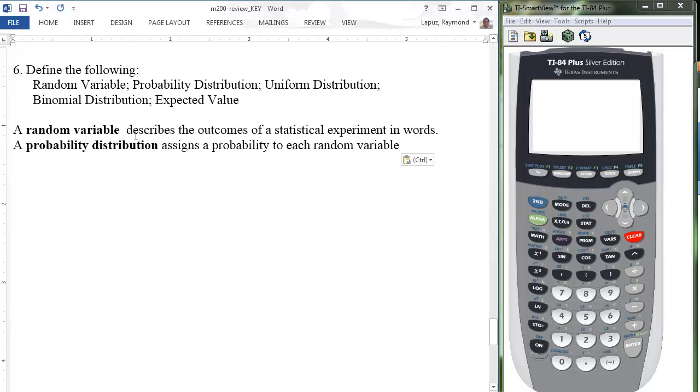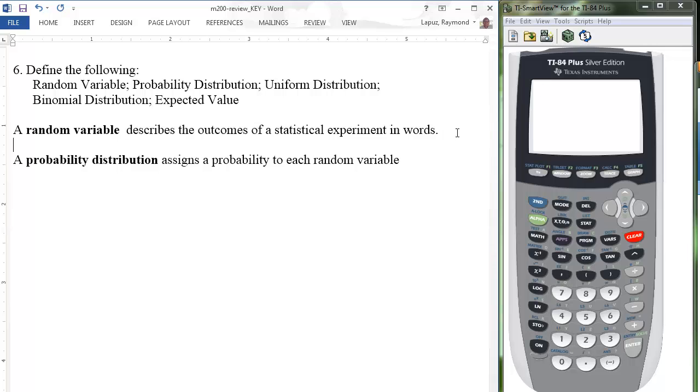A random variable is really just a variable that's assigned a number. A variable that describes the outcomes of a statistical experiment in words is something that was written in your textbook, and I'll take that as a random variable definition. A probability distribution assigns a probability to each of the random variables. And so that's the definition for a probability distribution.